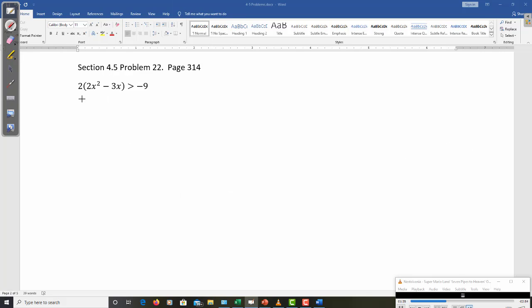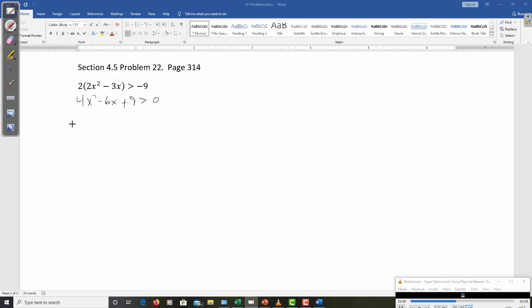For this problem, we'll have to do a little bit of solving work first, a little bit more than last time. Because to solve a quadratic equation, to find the boundary points, we have to get 0 on a side. So I multiply off the 2, 4x squared minus 6x, bring over the 9, greater than 0.